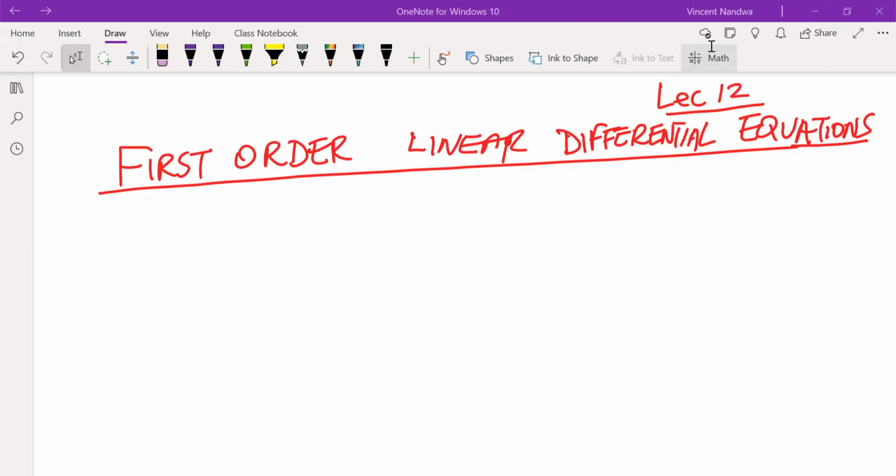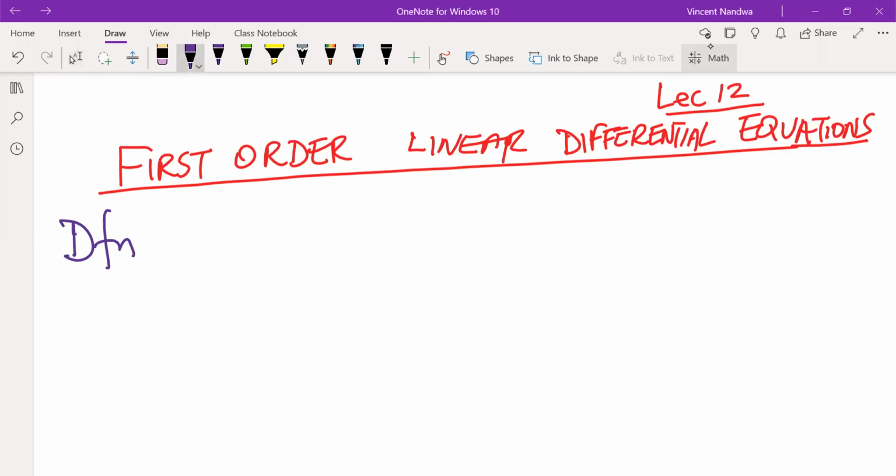So discuss about the first order linear differential equations. First we define what we mean by a first order linear differential equation, and then we describe the method of finding the solution of such equations.